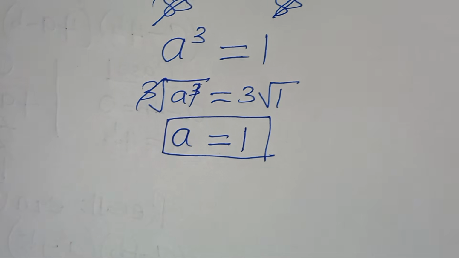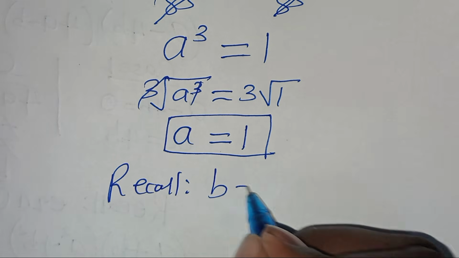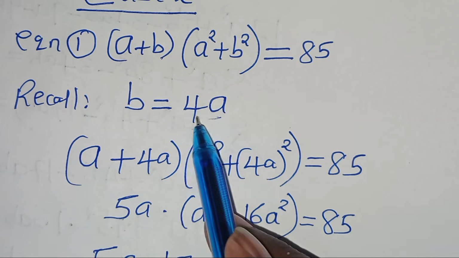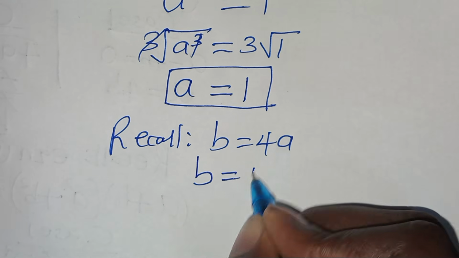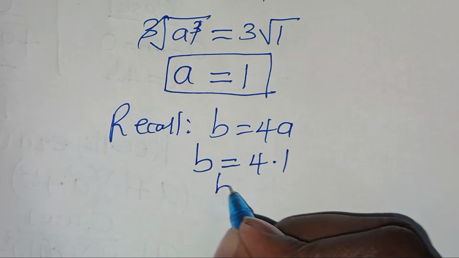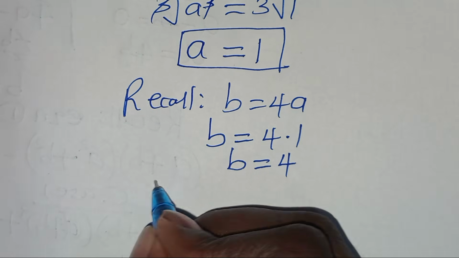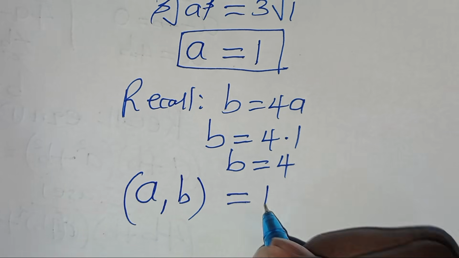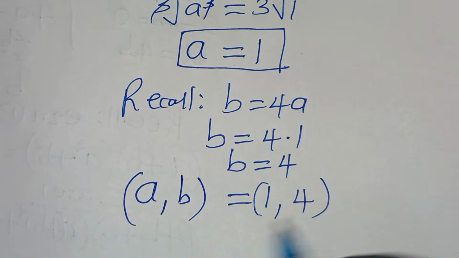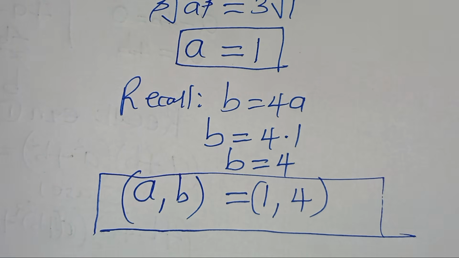Now, if you recall here, we have that b is equal to 4 times a. So we have a is equal to 1. So this implies that b is equal to 4 times 1. And this indicates that b is equal to 4. So this means that the second set of solution here for a comma b is equal to 1 comma 4. So this is the second set of solution that we have for this algebra problem.